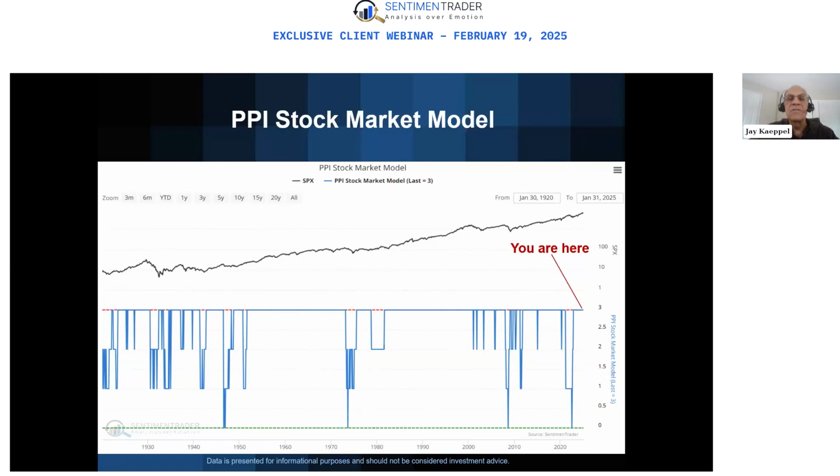Again, the stock market is a discounting mechanism. It looks forward. So when it sees uncertainty, that's when the problem comes. Once inflation gets into that moderate zone, the stock market tends to go, okay, that's not a factor right now. So right now, inflation is essentially at least not unfavorable, if not favorable for stocks. So that is the PPI stock market model.